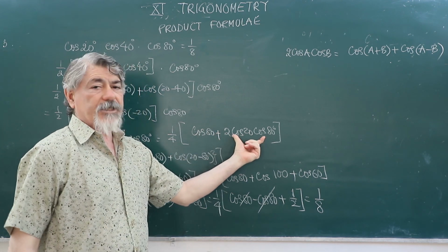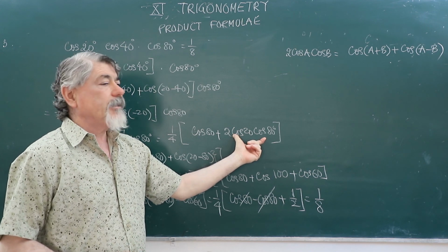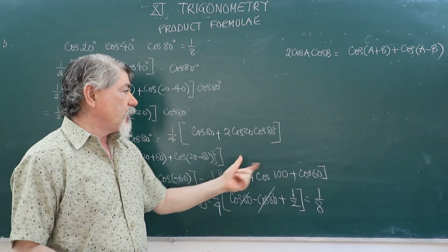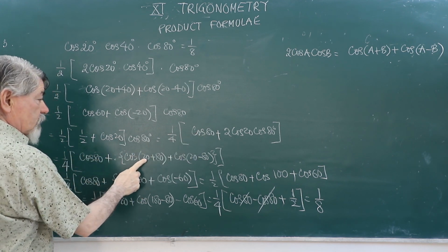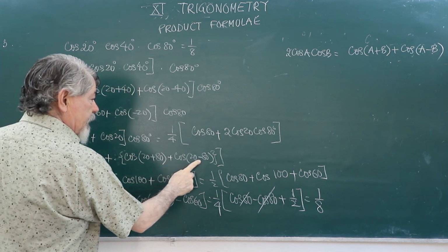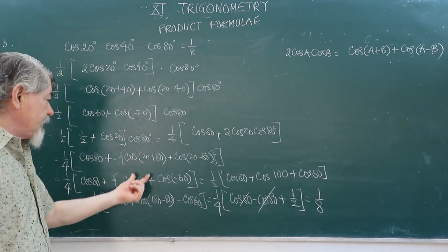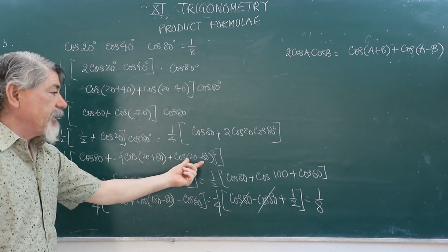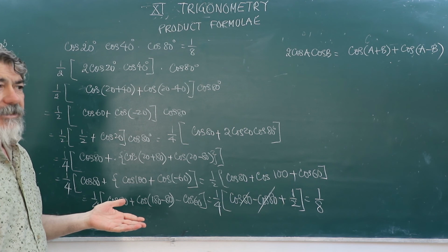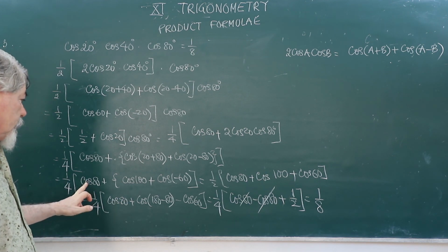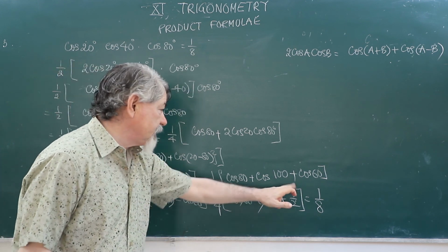Again it is 2 cos A cos B. We are going to apply the formula 2 cos A cos B is equal to cos (A plus B) plus cos (A minus B). So cos 80 plus cos (20 plus 80) plus cos (20 minus 80). 20 plus 80 is cos 100. Cos (20 minus 80) will be cos minus 60. Cos minus theta is again cos theta. So it comes cos 80 plus cos 100 plus cos 60.